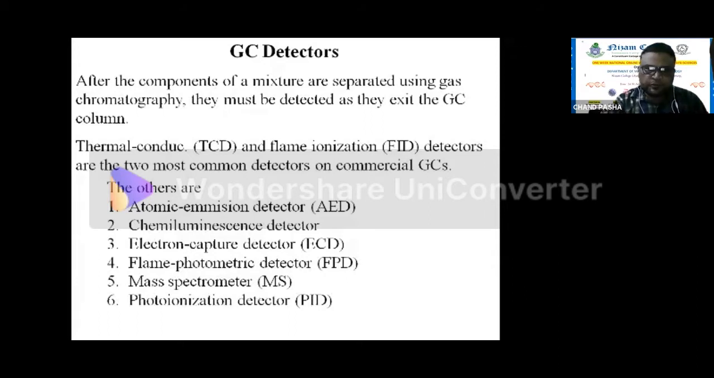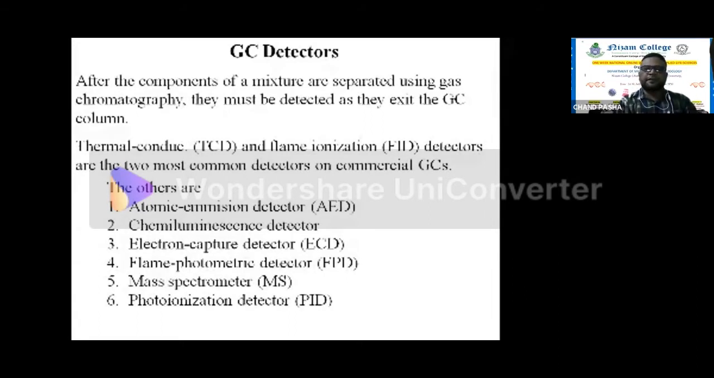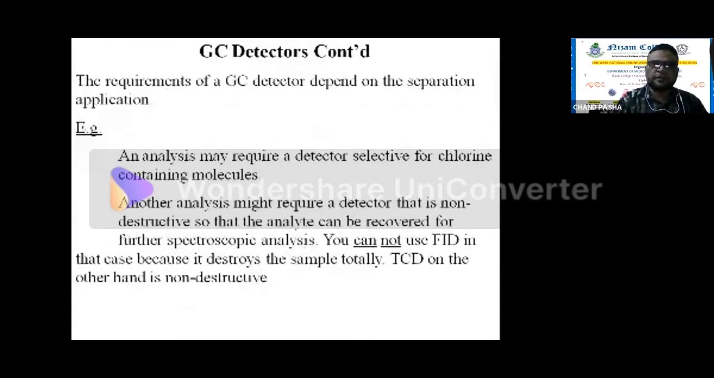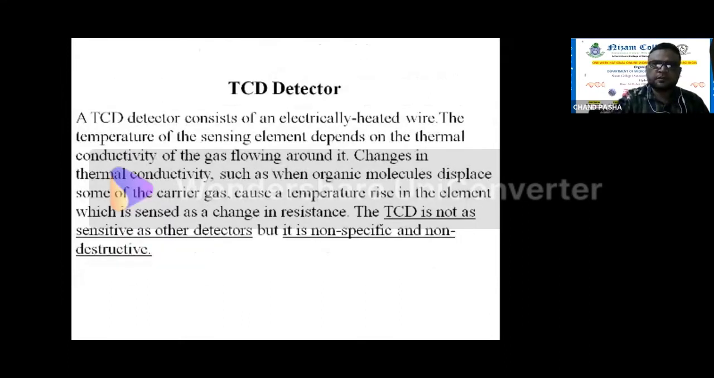But here we'll be using different types of detectors, like atomic emission detectors, where atomic charges will be collected, and chemiluminescence detectors, electron capture detectors, and flame photometric detectors. Flame photometric detectors are very common, and also mass spectrometers and photoionization detectors. We have some elaboration of this, and I think the animation is there.